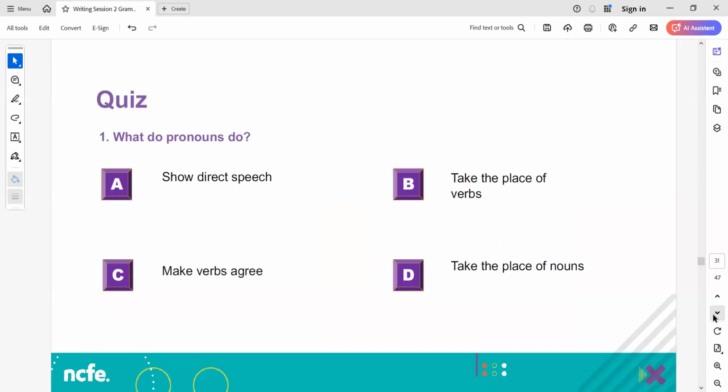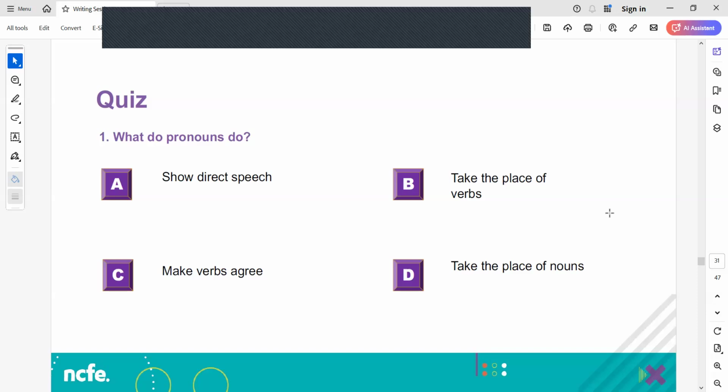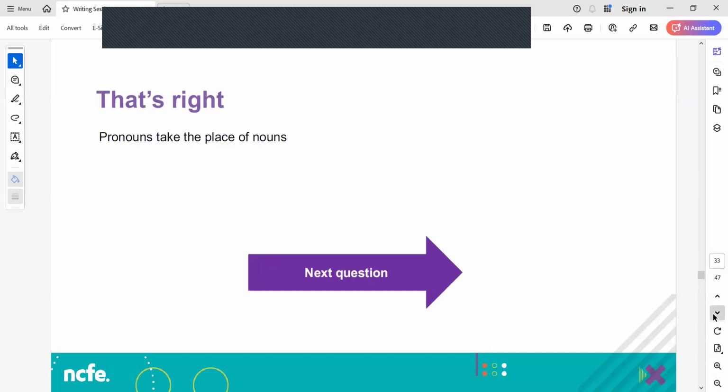Okay, so we've come to the end. Let's have a look at our understanding. What do pronouns do? So A, B, C, or D? So which one? D. D, well done. They take the place of nouns.